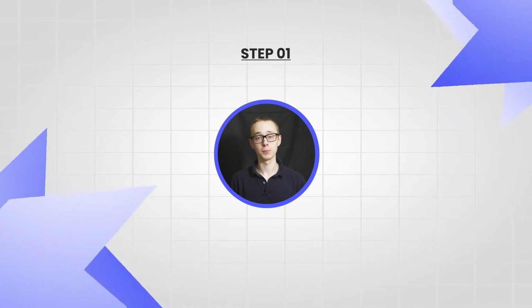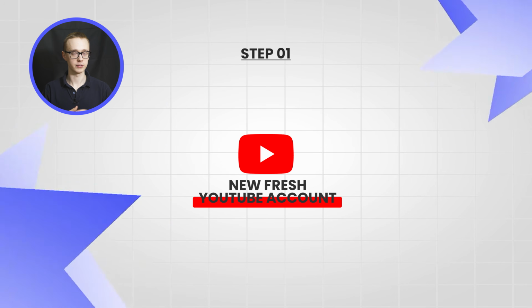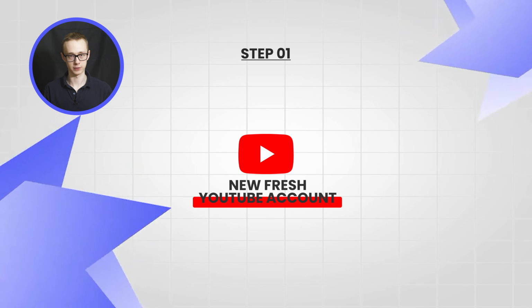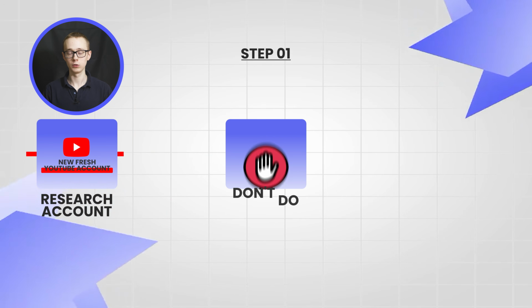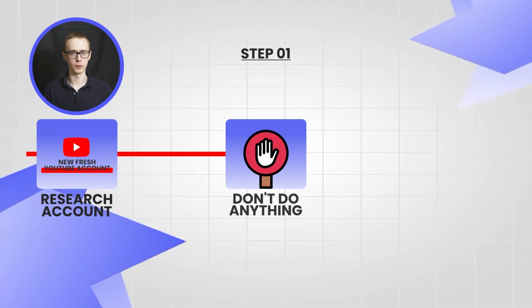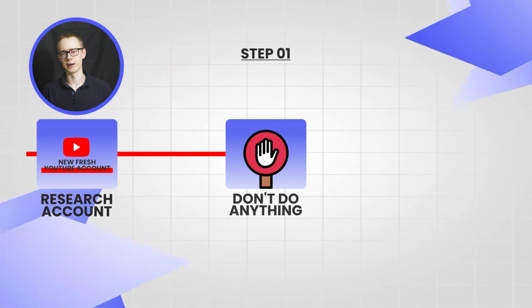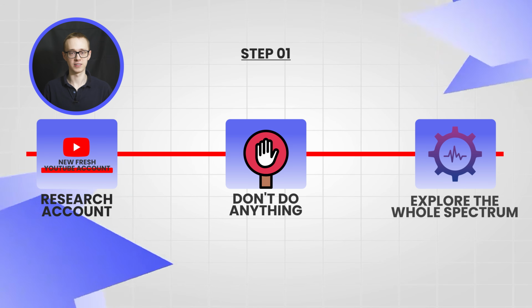Let's begin. We start by setting up a new, fresh YouTube account. All over again, starting from scratch. This is going to be called our research account, and from now on, we don't do anything else with it. Normally, our accounts are cluttered by our own algorithm. It shows us content that we like, but we don't want to see that. We want to explore the whole spectrum of faceless channels.